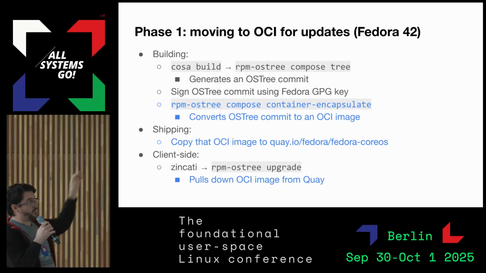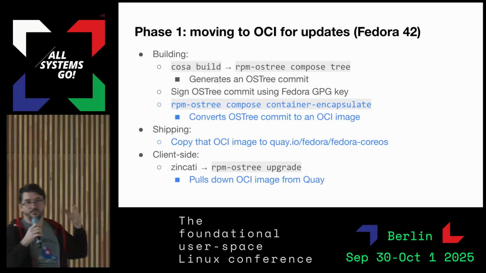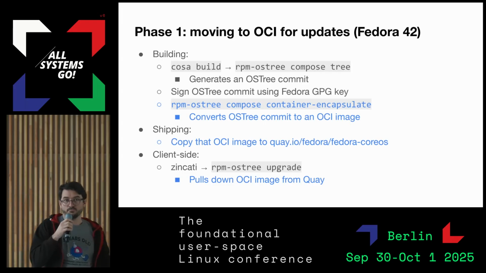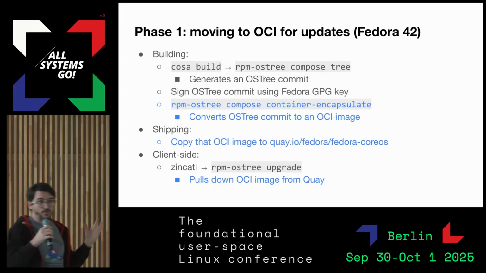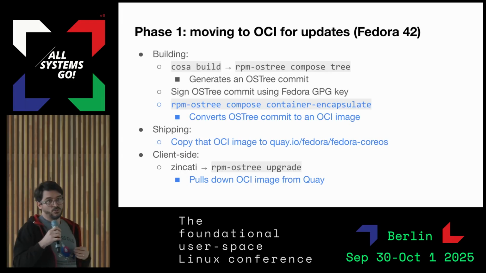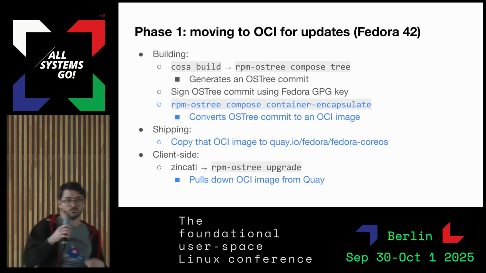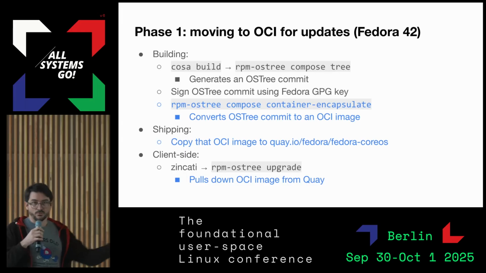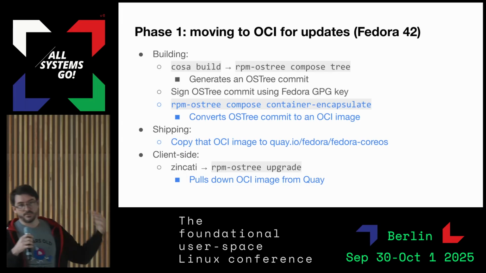You can see here the things in blue are the ones that have changed. First we were still building OSTree commits, that part didn't change, and we were encapsulating them into container images. So we were taking the same results, putting them into container images, and then putting those container images into a registry and shipping that to users. So we taught Zincati how to switch from updating from OSTree commits to container images. That's the first step that we did to move our fleet to bootable containers.